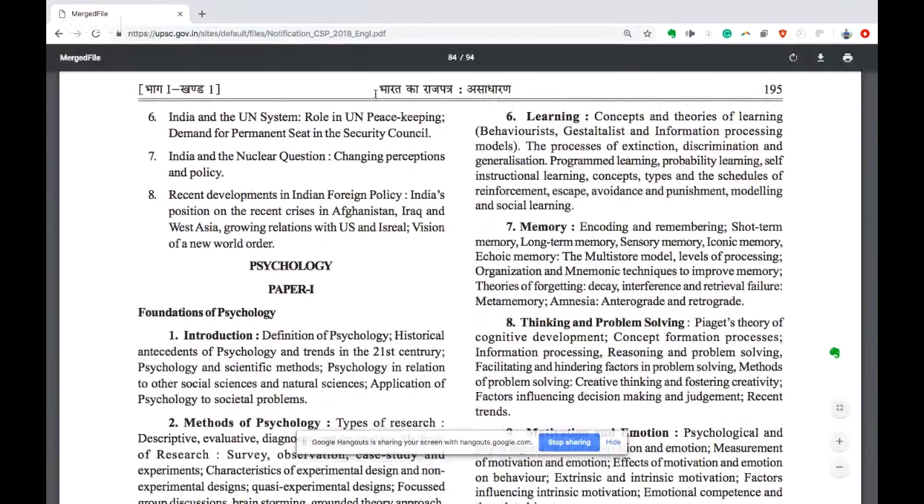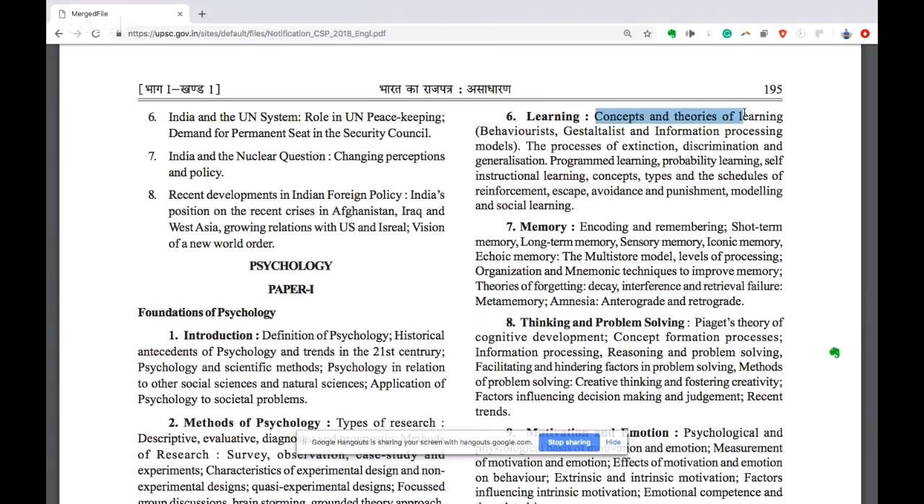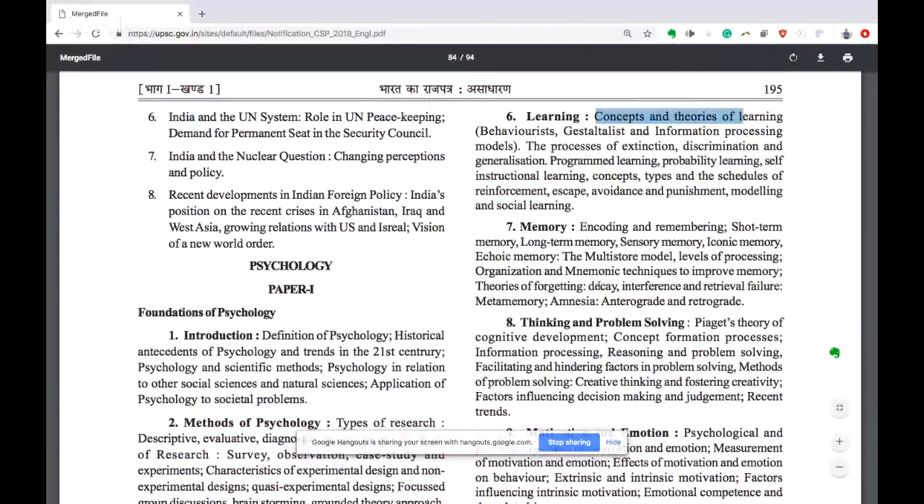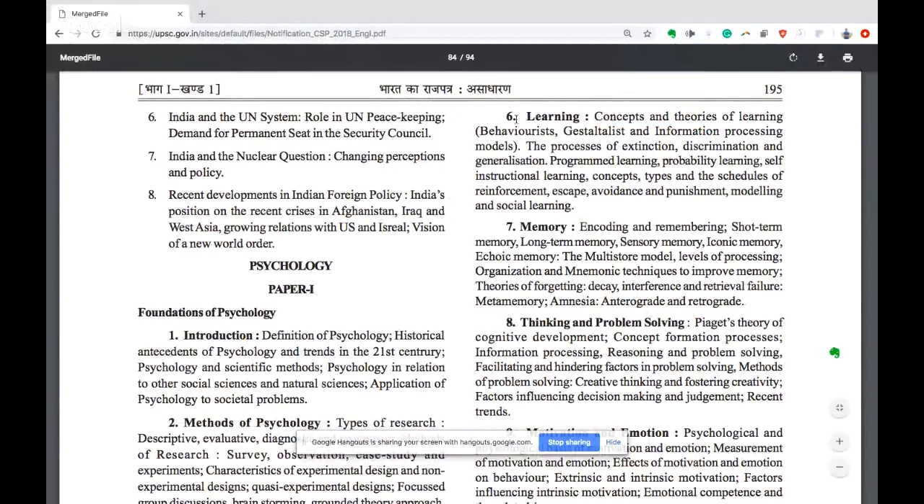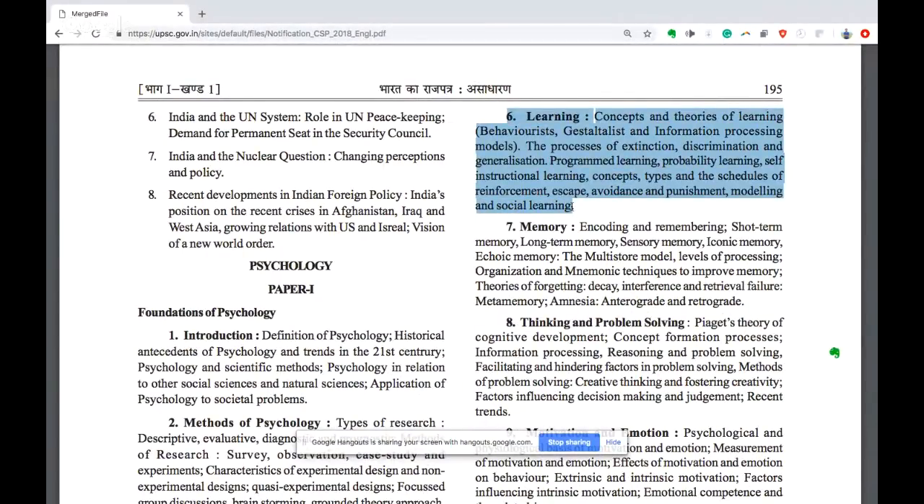So next is learning. Concepts and theories which will be related. So for example, how do we grasp a new skill? How do we learn a new behavior? Learning is related to that. We'll discuss it. This learning thing is something from which the present day organized branch of psychology started. It all started with behaviorism and those things.